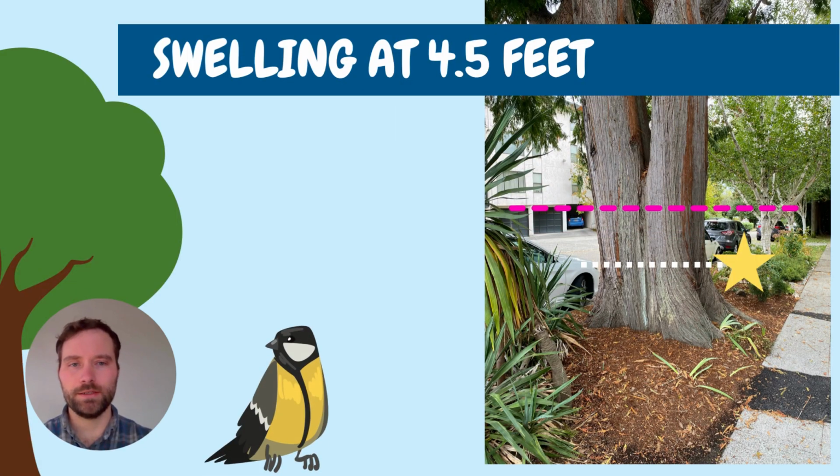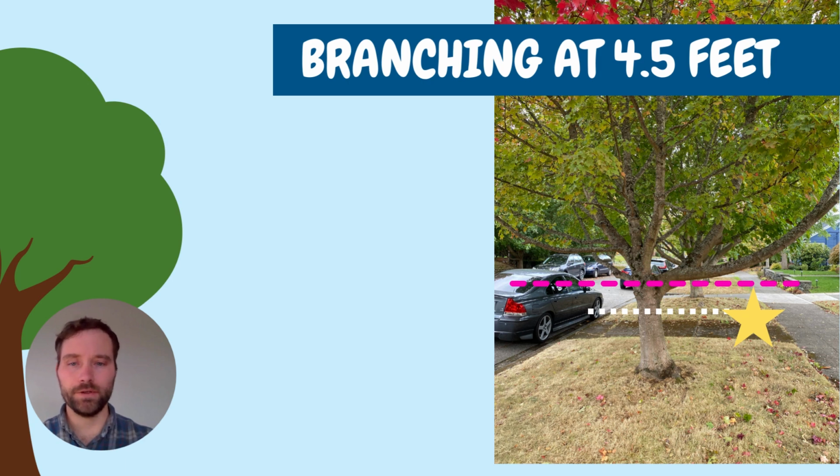There are a number of unique situations where the measurement is not taken at 4.5 feet. In this picture, you see the magenta line is at 4.5 feet. There's a swelling at 4.5 feet, so the standard height in this situation is actually at the narrowest point, which is represented by that white line and star. So you would take the circumference and calculate diameter at that white line. Similarly, if there is branching right at 4.5 feet, which again is represented by this magenta line, the diameter is measured at that white line.